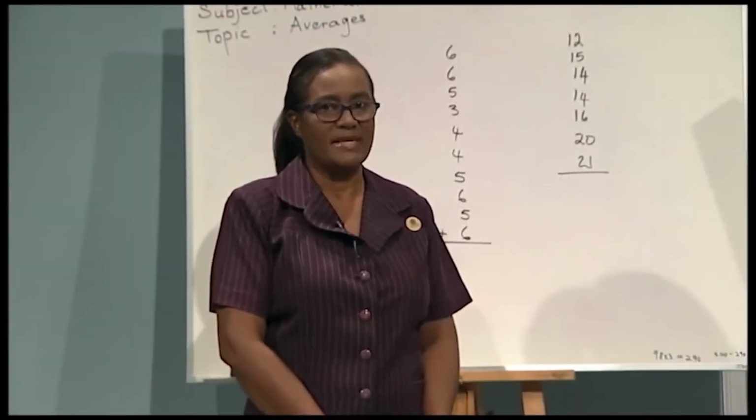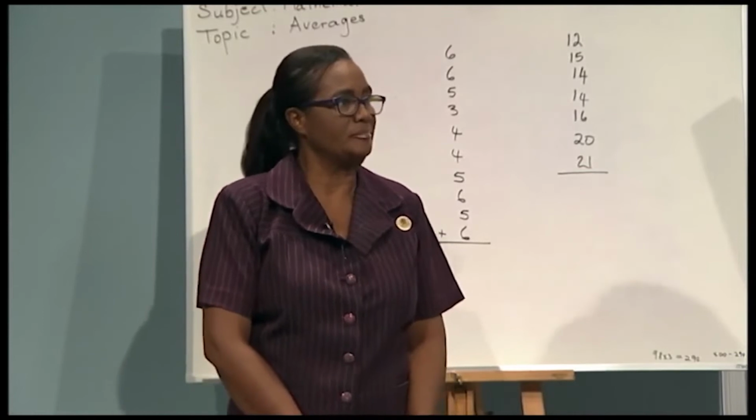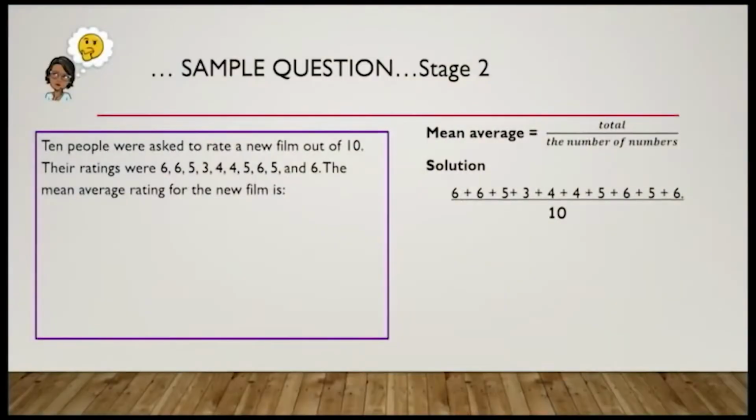We'll be looking at another example. It's on the screen. This is a stage 2 question. 10 people were asked to rate a new film out of 10. Their ratings were, and it's on the board, 6, 6, 5, 3, 4, 4, 5, 6, 5, and 6.